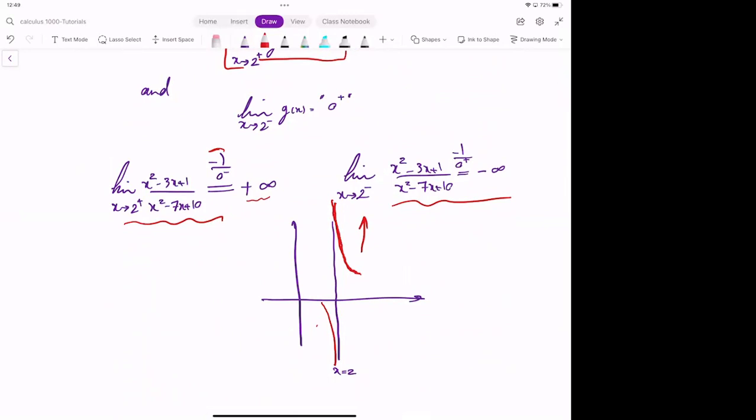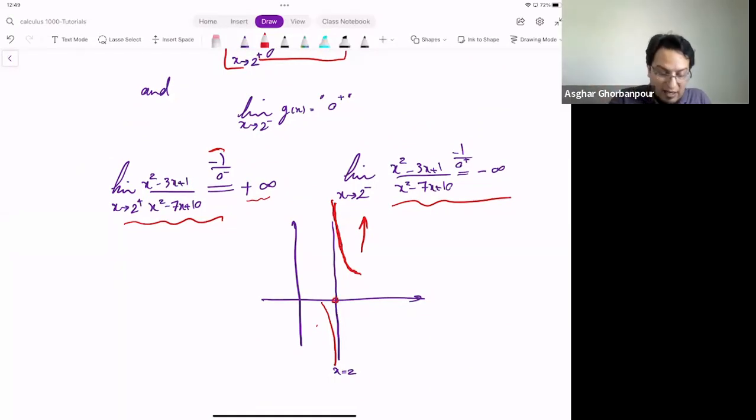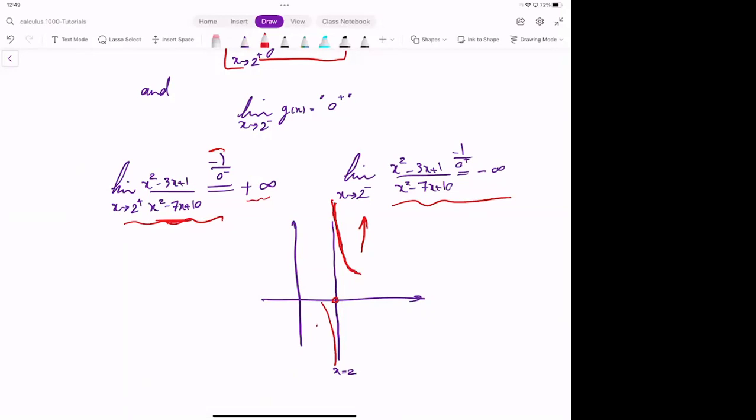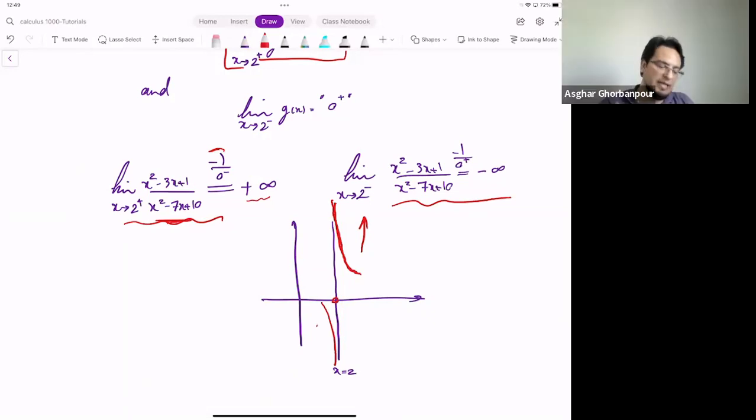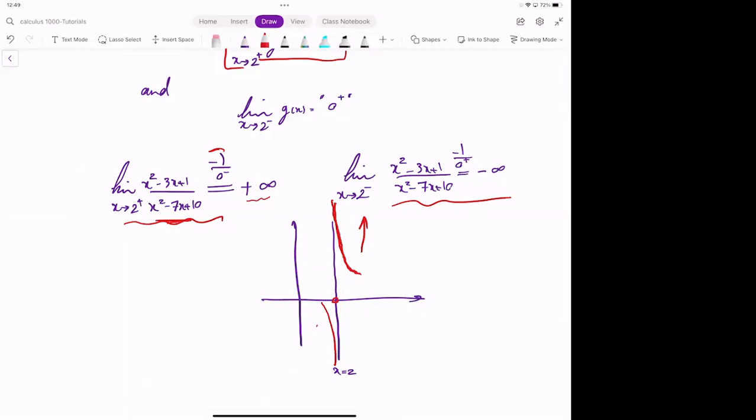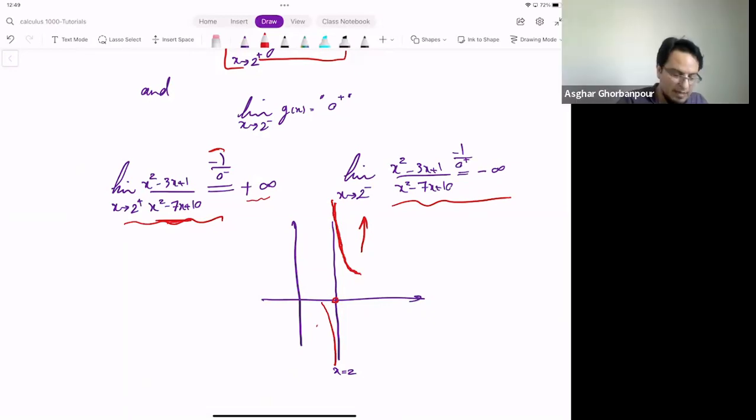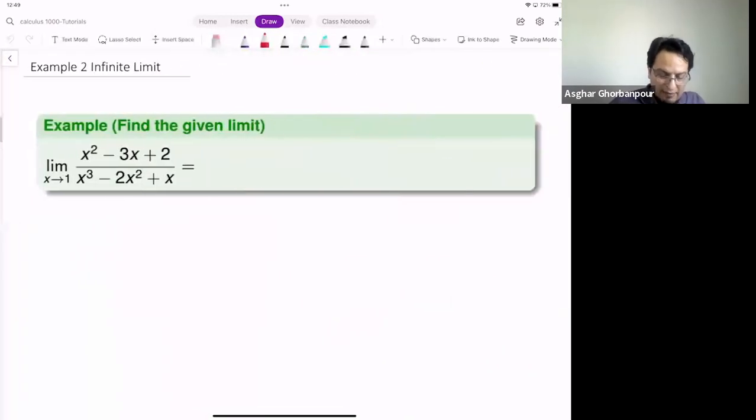But we cannot evaluate this function at 2. We are just considering when we get closer to this number. I was thinking of horizontal asymptote, actually. That's different. That's called limit at infinity. This is infinite limit. Yeah. Perfect.